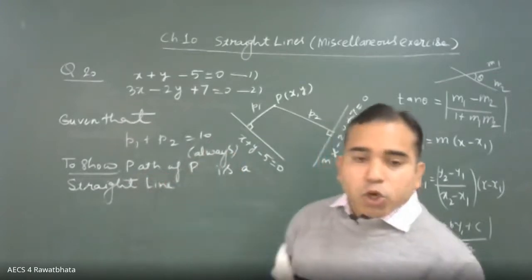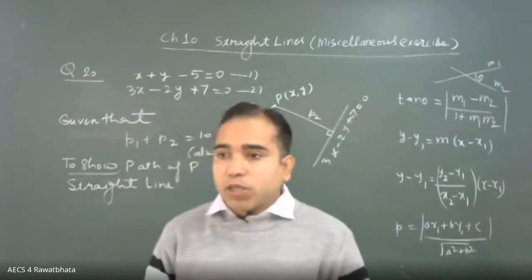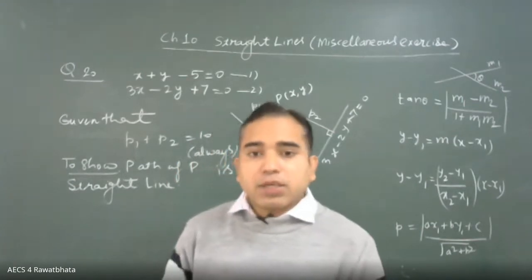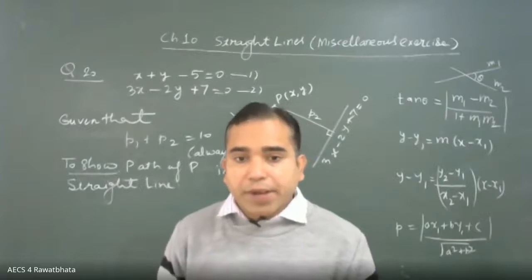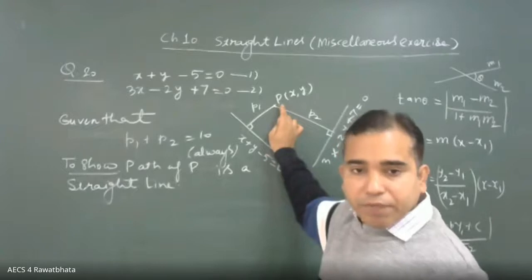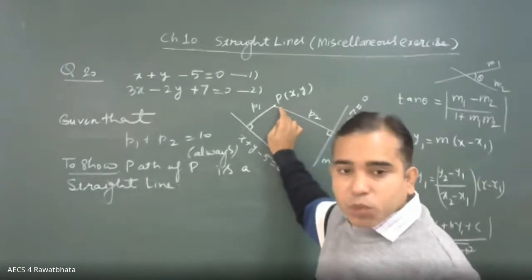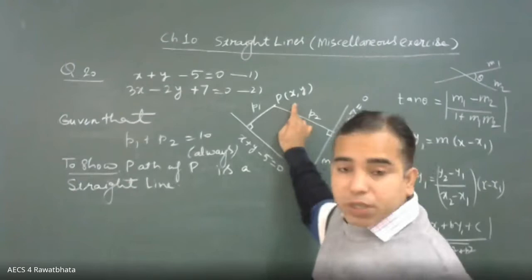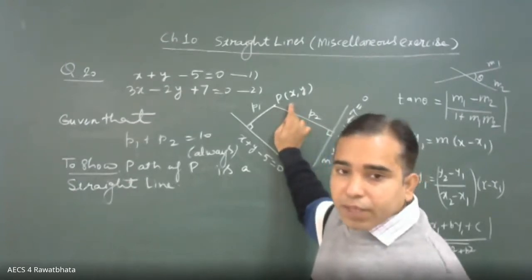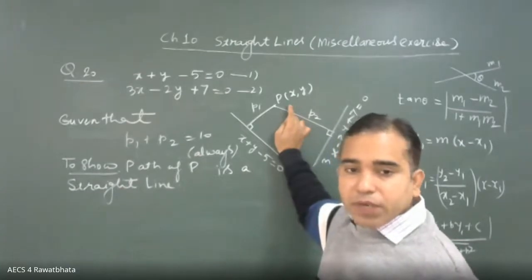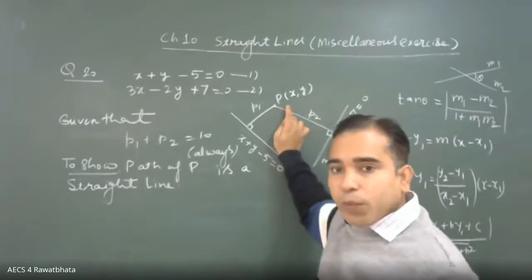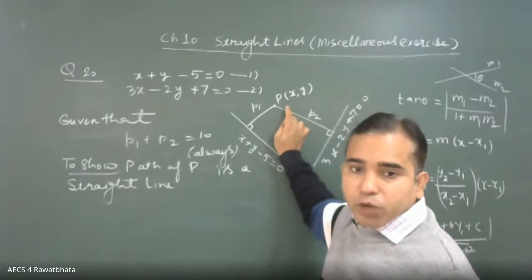Okay. So the way to find the path, or the equation of the path of P, is this: the point whose path we have to find, its coordinates should be assumed as x comma y. Here in the question itself, it is given as x comma y. Suppose it was not given, we would have assumed that the coordinates of this moving point are x comma y. Then establish a relation between x and y. The equation between x and y will be the path of this point P.